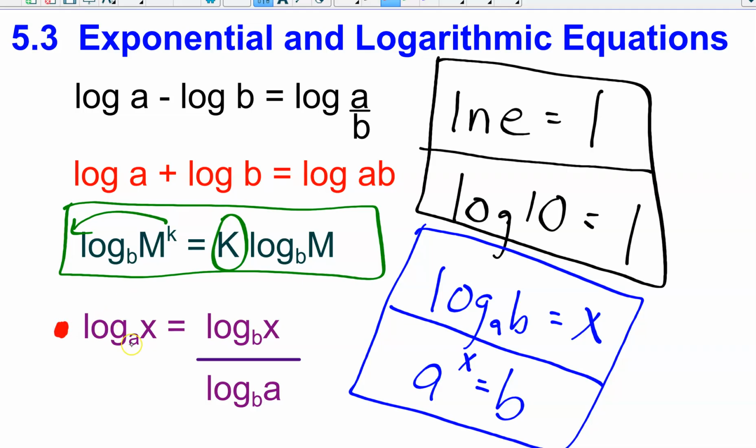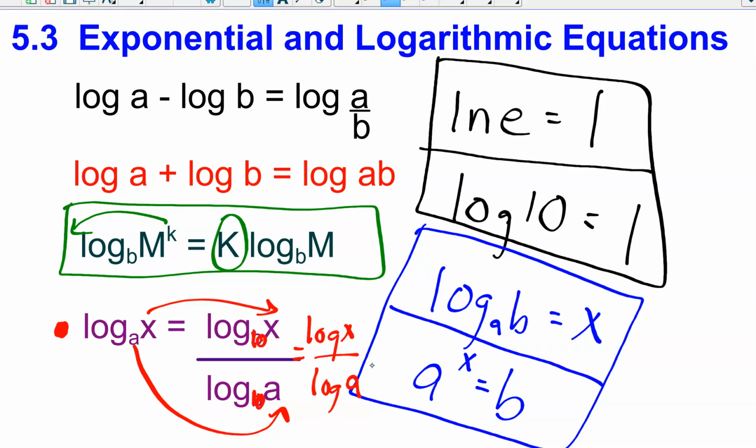So if I have log base a of x, that can be the same as the log base 10 of x over the log base 10 of a. So this would be the same as the log of x over the log of a. Notice that the x goes on the top, the a goes on the bottom. And I'll just rewrite that: log of x over log of a. You wouldn't even need the 10 base because it's given it's a base 10.